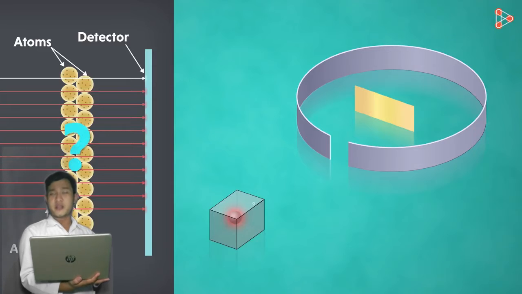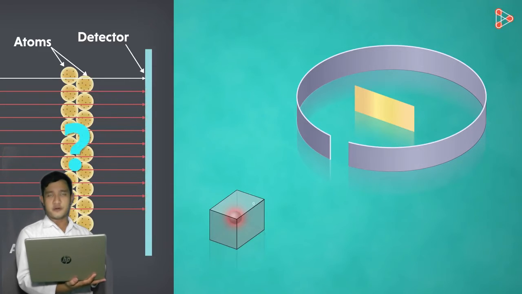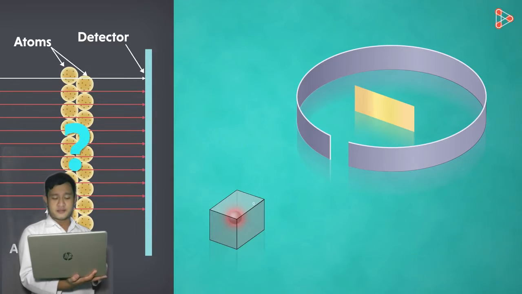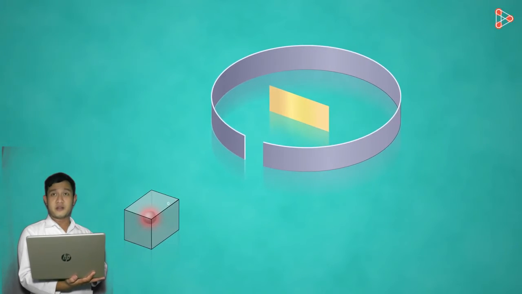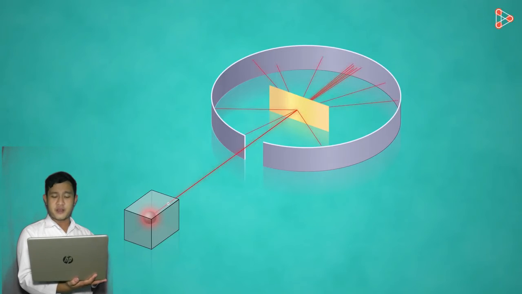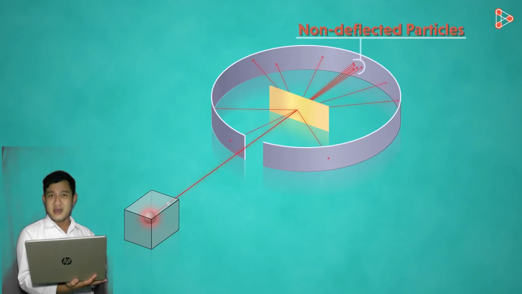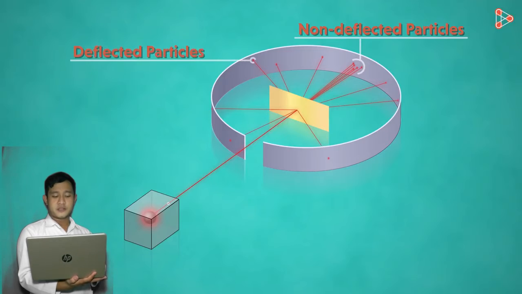But is this what he observed? Not really. He was astonished to get an unexpected result. What result did he get? He found that most of the fast-moving alpha particles passed straight through the foil and hit the detector. However, some particles got deflected by small angles.